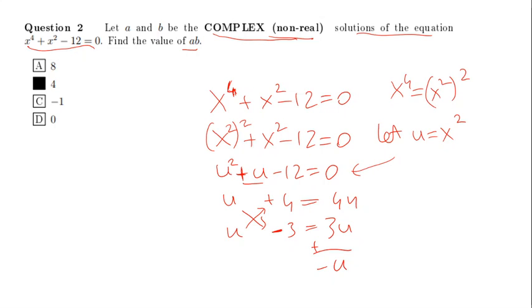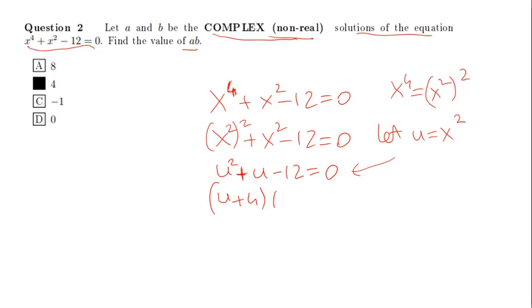So this will be minus, this will be plus, and it gives you plus u. Yes, now it's okay. Now this is the factorization of this polynomial. I mean u plus 4 times u minus 3 equal to 0, and u is equal to minus 4 and u equal to 3. And now what is x squared? X squared is minus 4, and we have x squared is equal to 3.